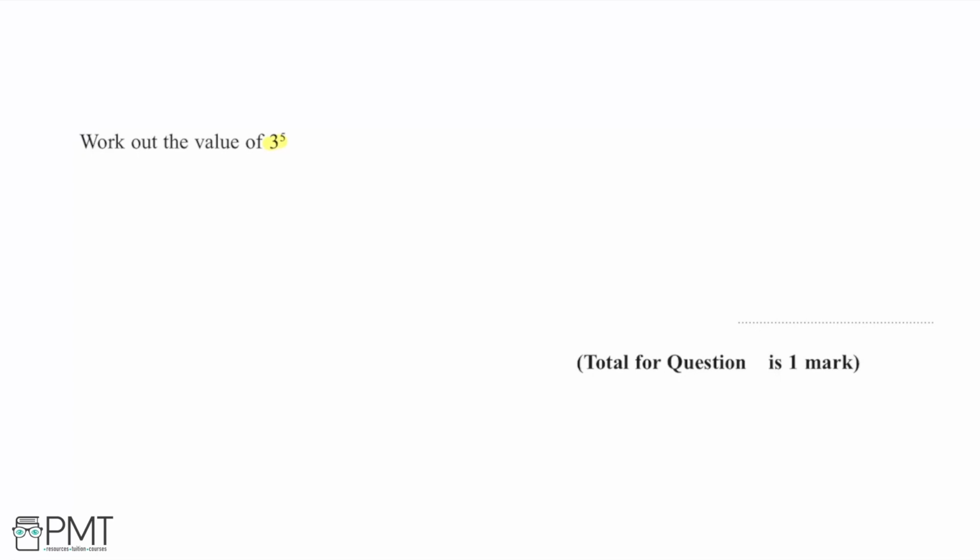So 3 to the power of 5, we're basically going to take 3 and multiply it by itself until there are 5 3s. So 3 times 3 times 3 times 3 times 3 is going to be 3 raised to the power of 5. And then we can work that out, and that's going to give us an answer of 243, which is equivalent to 3 raised to the power of 5.